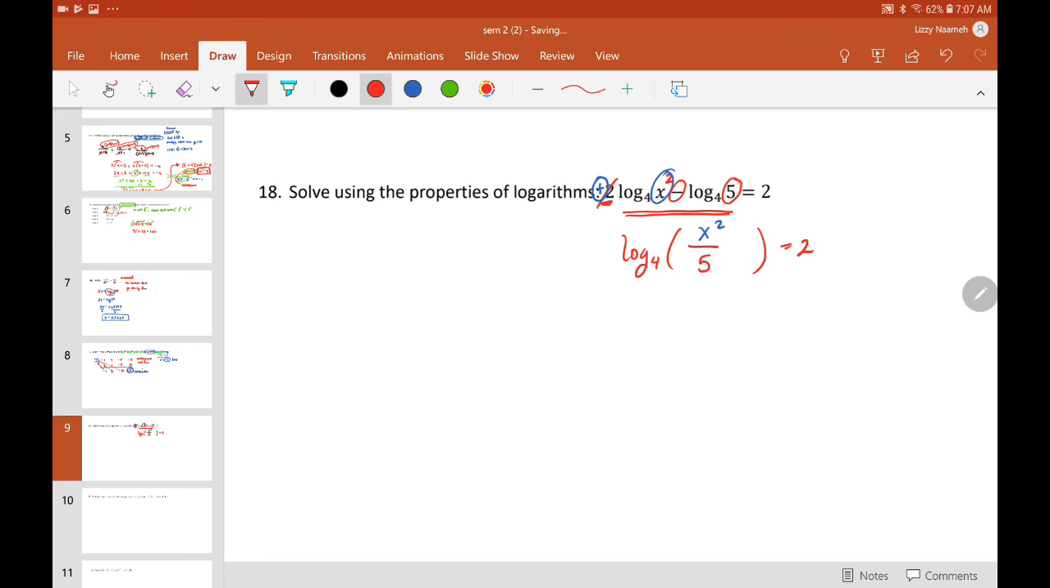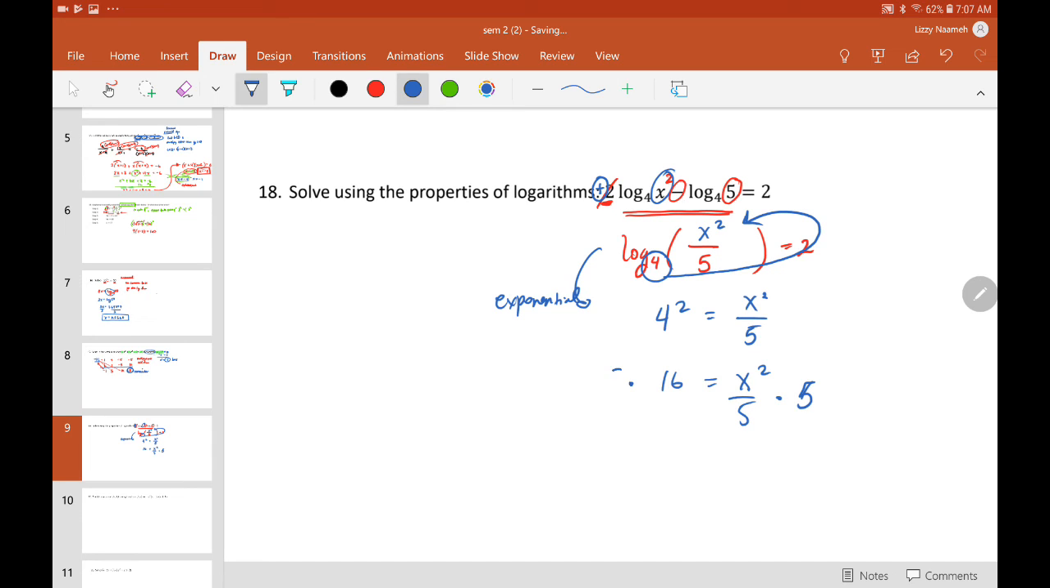So now to solve my log equation, I'm going to go from log form to exponential form. We do that by starting at the base. 4 to the power of 2 equals x squared over 5. Now I'm just going to solve for x. So I get 16 equals x squared over 5. I'll multiply both sides by 5 to get x squared equals 16 times 5 is 80.